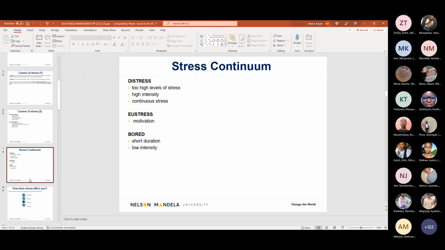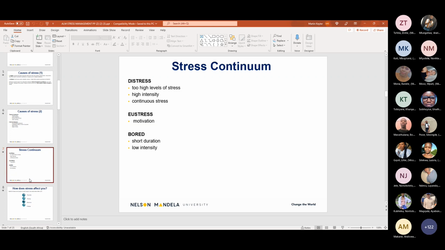Then the stress continuum. This can be too high levels of stress. Remember, we talked about chronic stress a few slides ago. Chronic stress can be high levels of stress over a very long period of time, and that might impact on your body over time, especially if there's high intensity and if it's continuous. Because when we unpack the definition of stress, we could see it's psychological as well as physiological. So there's a connection between mind and body.